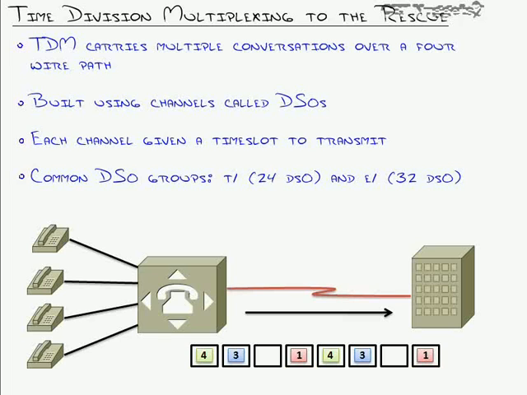Now, some of this may be review for you. Even in the data world or the voice world, you might have heard of DS0. It's a single channel, 64 kilobits per second of bandwidth per DS0. And that's when we hear of our T1 lines and E1 lines, we say, oh well, a T1 is 24 channels or 24 DS0s all bundled together. So 24 64-kilobit-per-second connections all spliced together into one line. Now, when you build one of these connections, each one of those DS0s is given a unique time slot to transmit. That's where time division multiplexing gets its name.